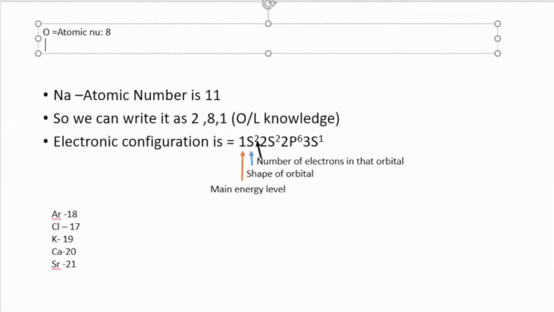In your O-level knowledge you wrote the electronic configuration like this: for the first energy level 2, for the second energy level the remaining 6. Okay. For the first energy level it's 2, for the second energy level it's 6. Does everyone remember this?